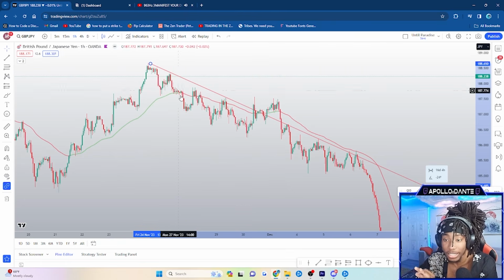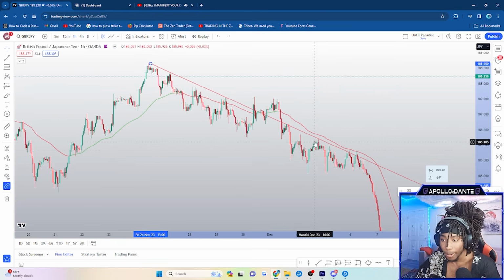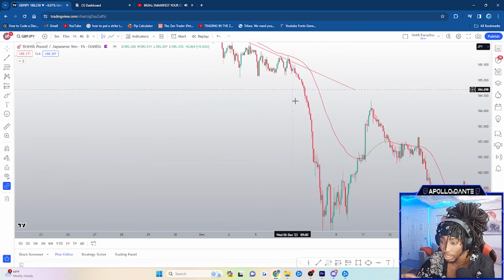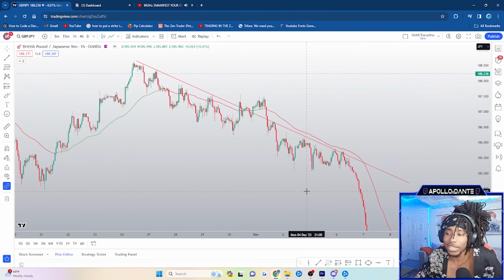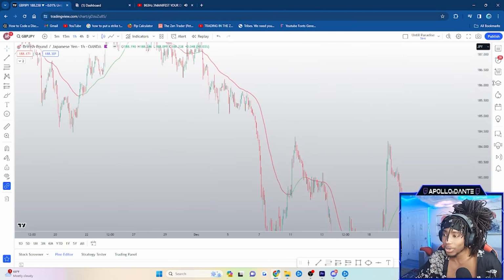It hits red, sell. Hits red again, sell. Hits red again, sell. Here we went down. Easy association. I see red, okay, sell. I see green, okay, buy. Right? This is what I see beginner traders do.